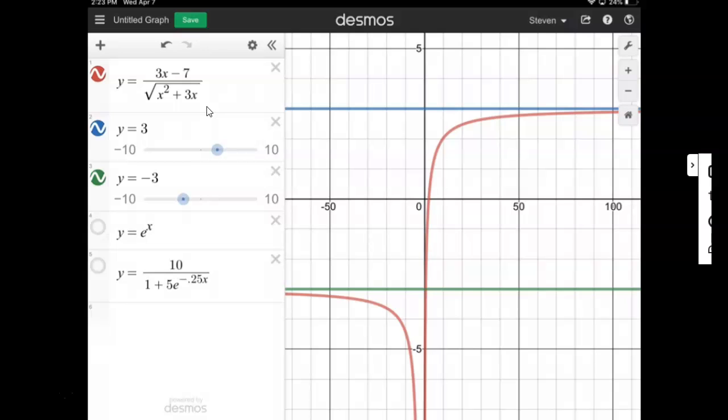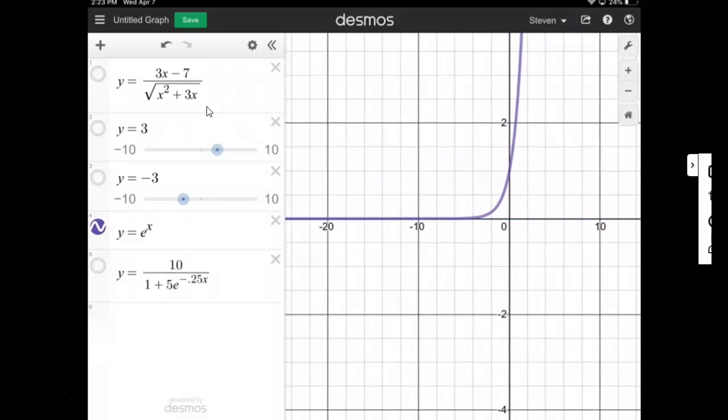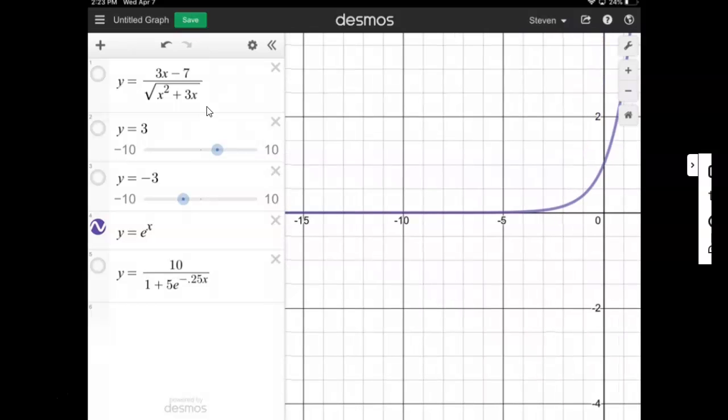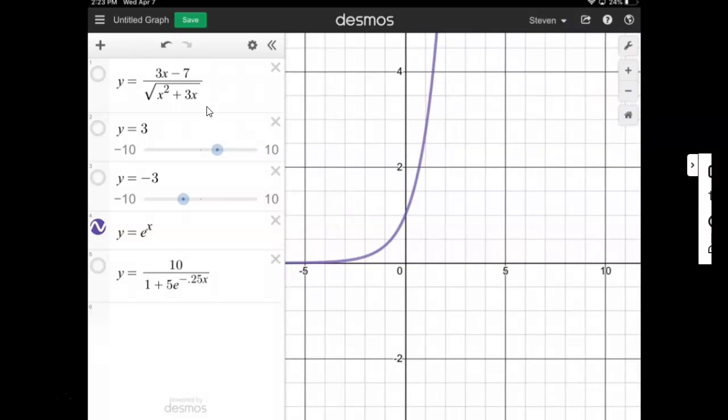Now, this rational function isn't the only situation where you can encounter right and left being different. You might recall our good old friend y equals e to the x. It has a horizontal asymptote at 0 when x is going to negative infinity, but it goes off to infinity on the other side, so it doesn't approach any kind of asymptote over there.